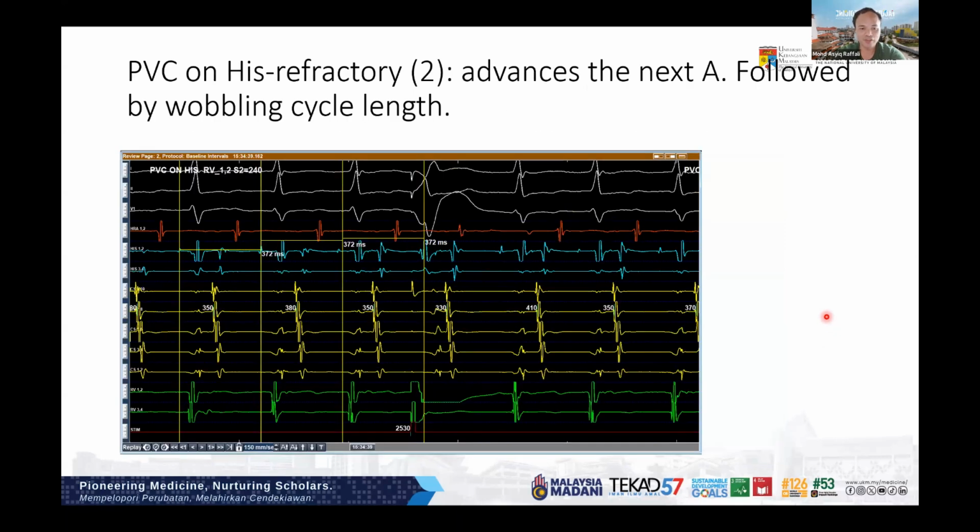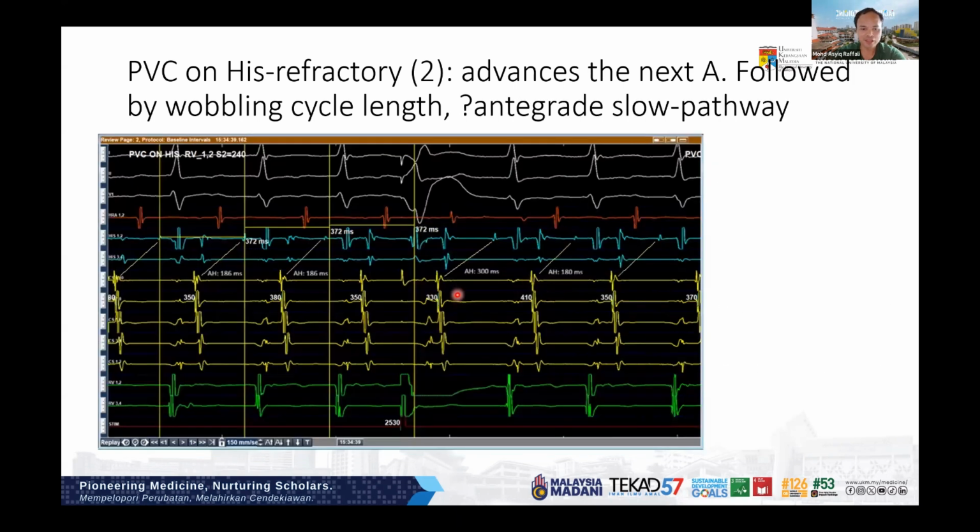The second PVC on His shows that there's some advancement of the next A after the PVC on His. This is mostly in favor of AVRT. But at the same time, looking at the cycle length, it's actually wobbling. As you can see here, the next A after the PVC on His was more prolonged, like a jump here. So you can see the His from here has actually entered into the slow pathway, reaching about 300 here from the baseline of 180.